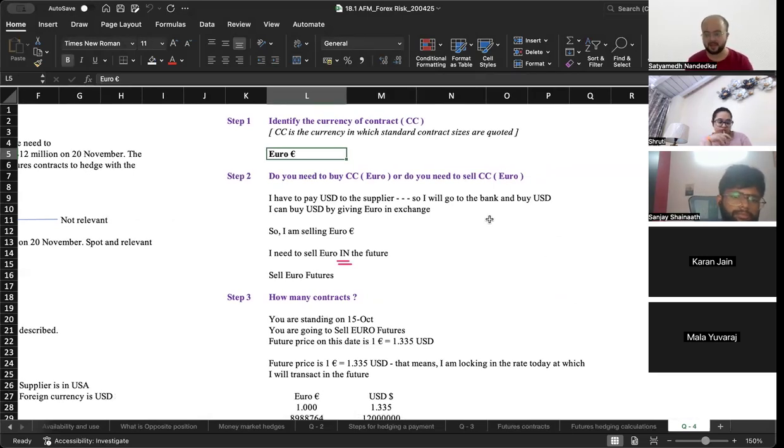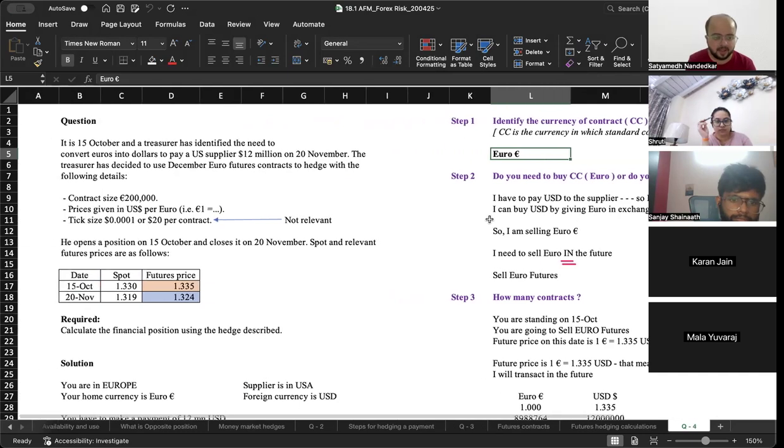Step 2 is ask yourself the question: do you need to buy the currency of contract, or do you need to sell the currency of contract? In this case, it is 15th of October, and the treasurer has identified the need to convert euros to dollars to pay a US supplier $12 million. Okay, so I am a person whose currency is euro. I have to pay the supplier whose currency is dollar.